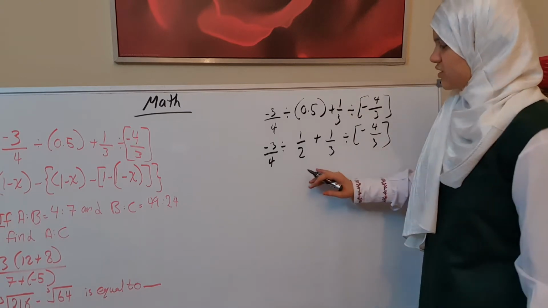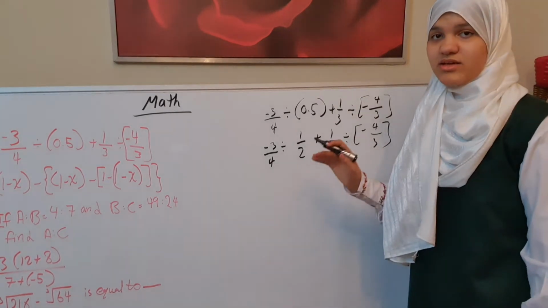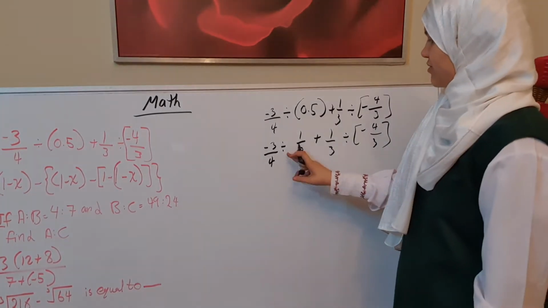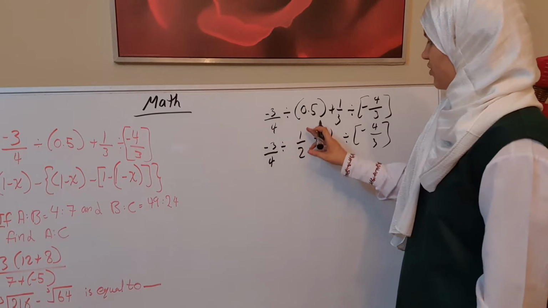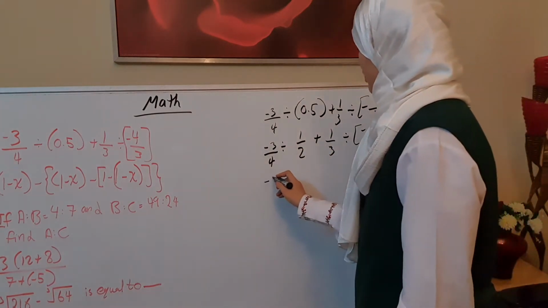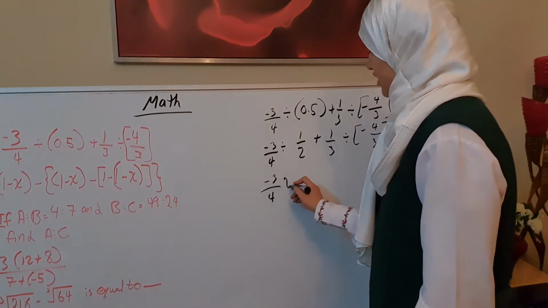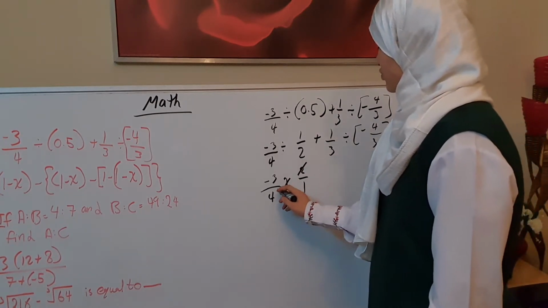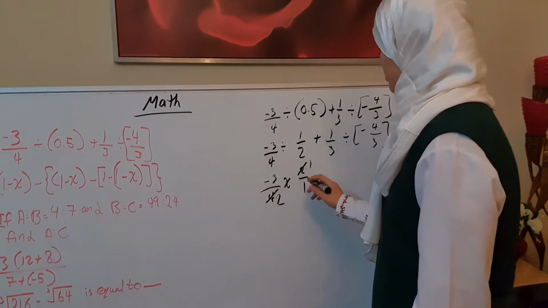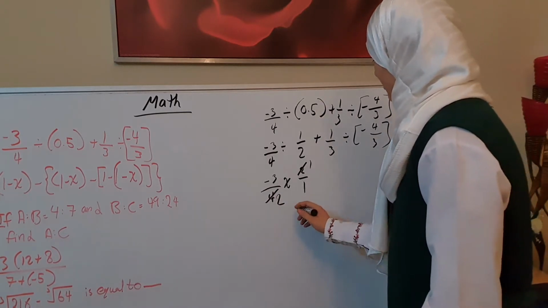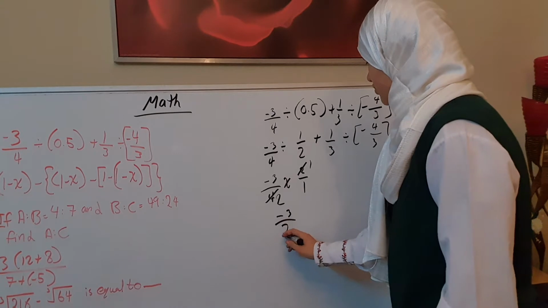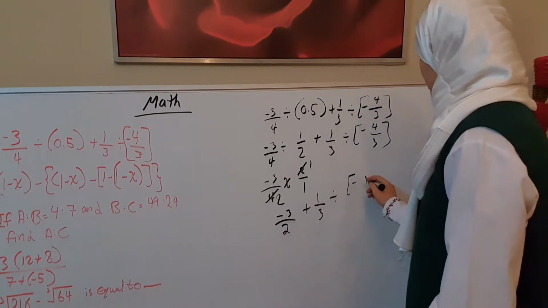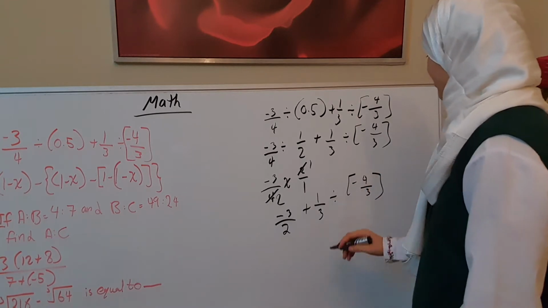So after that, you know by the rules of math, the first thing you do is the division first. That means negative 3 over 4 divided by 1 over 2. You will make negative 3 over 4 times 2 over 1. That means cancel 2 by 4. It will be 2 and here it will be 1. Now what we have: negative 3 over 2 plus 1 over 3 divided by negative 4 over 3.